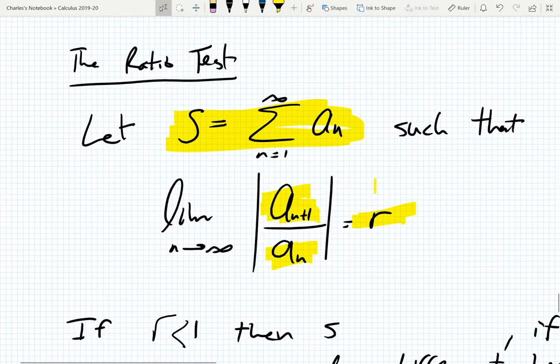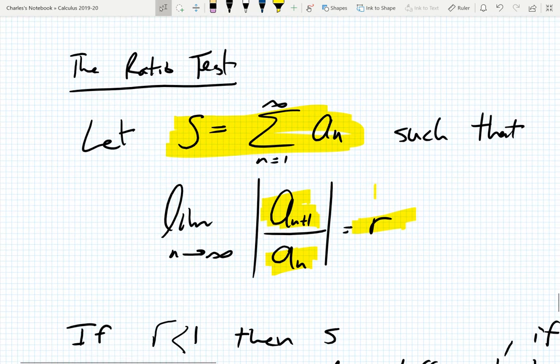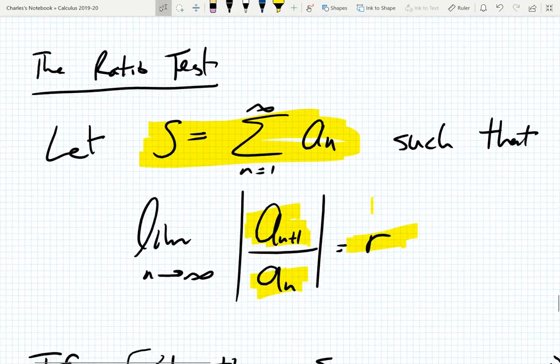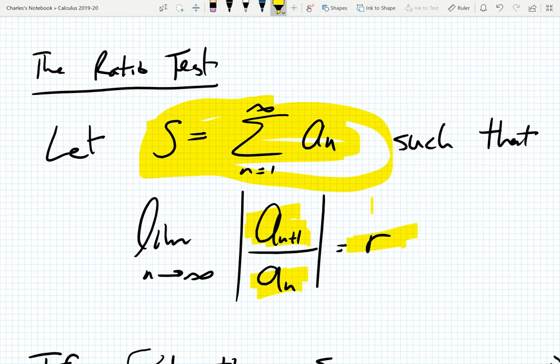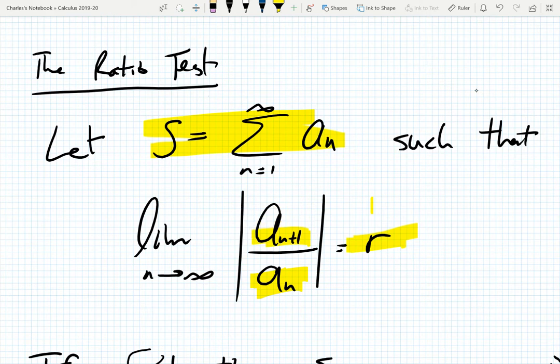And so the ratio test is one that involves ratios, but it's the ratio of the next term to the previous one. Okay, so S is still this series, this infinite series. So it goes from 1 to infinity. And I'm taking the limit as n goes to infinity of the absolute value of a sub n plus 1 over a sub n. And I'm going to call that r.